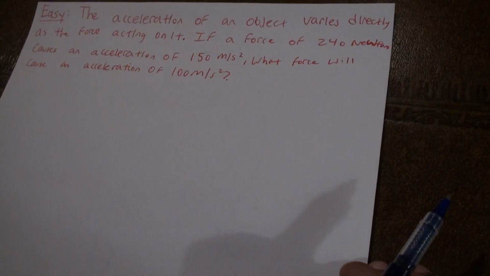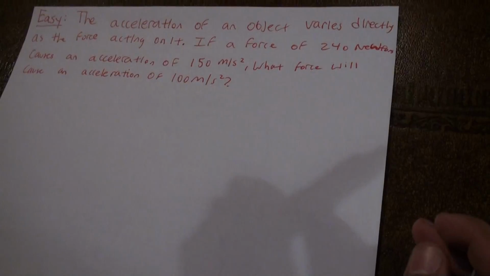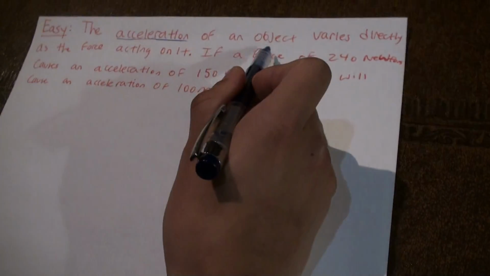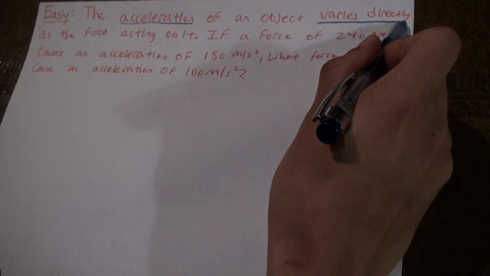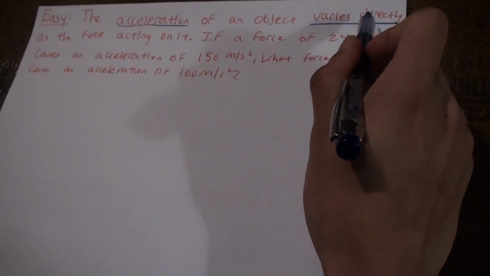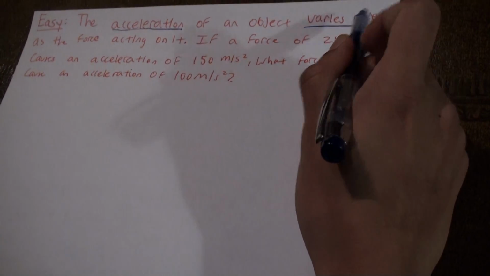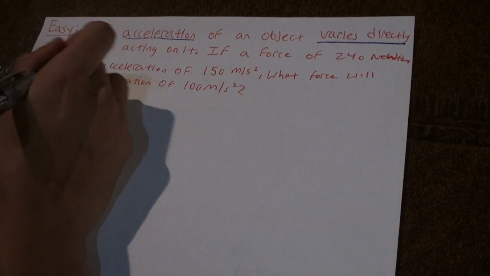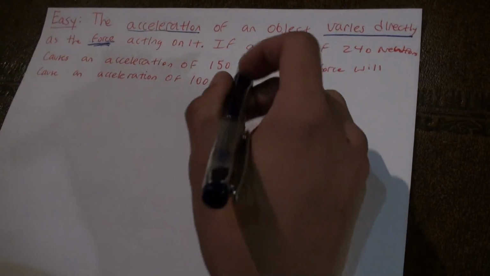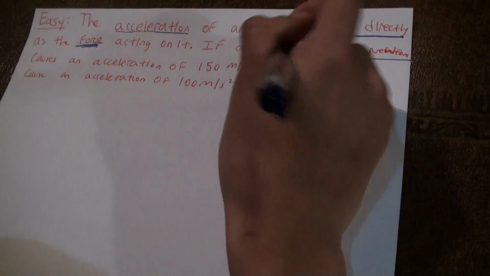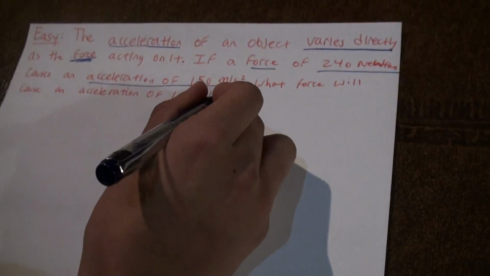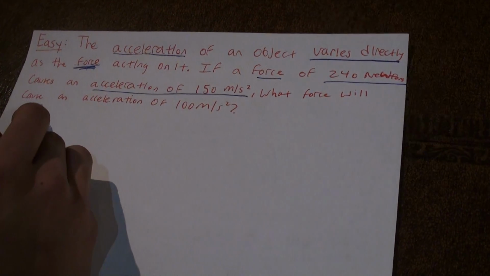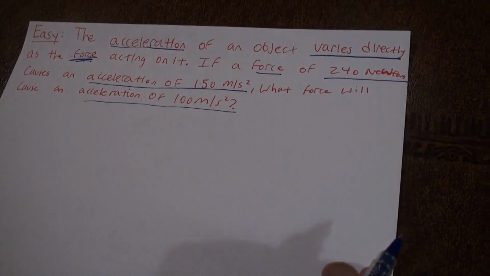Alrighty, and here's an example of what I consider an easy direct variation problem. The acceleration of an object varies directly, and whenever it says varies directly, that's your indication that it's a direct variation problem, as the force acting on it. So underline your variables first thing. If a force of 240 newtons caused an acceleration of 150 meters per second squared, what force will cause an acceleration of 100 meters per second squared?